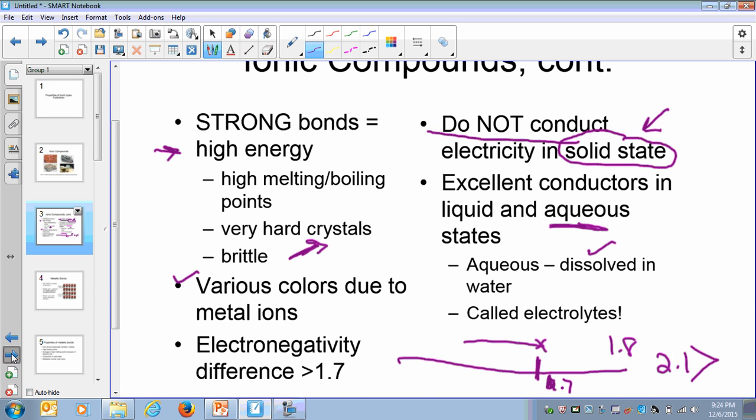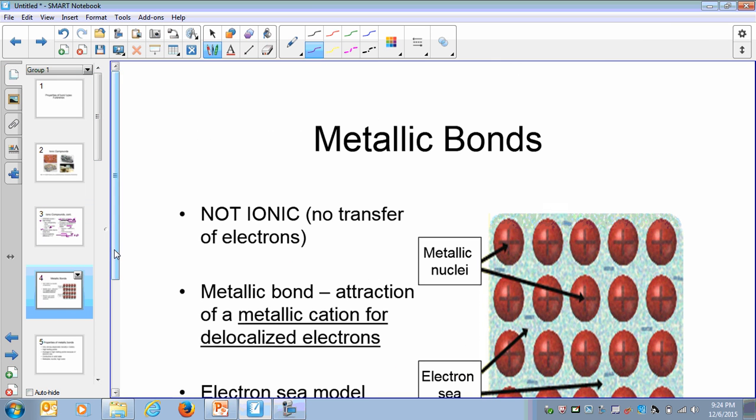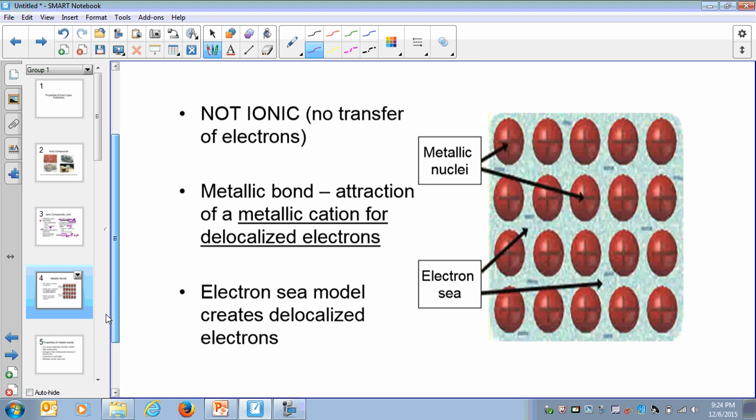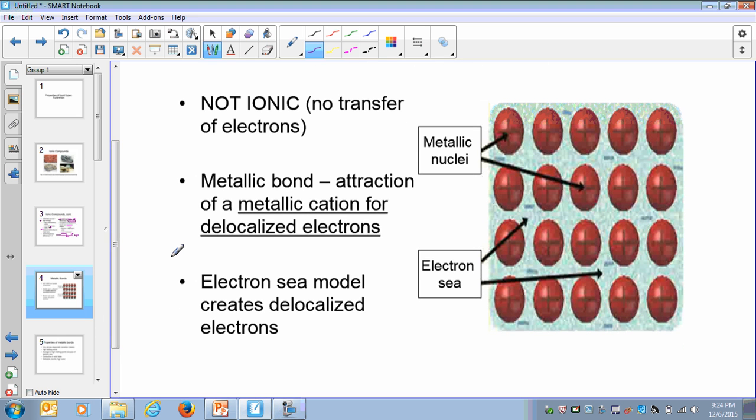The next thing we want to talk about are the metallic bonds. Metallic bonds are not like ionic bonds or covalent bonds. They're not formed by the transfer of electrons or sharing of electrons. These are the bonds between the metals, and they are actually the metal atoms. These are all metal atoms. They're holding each other because of the delocalized electrons. They're valence electrons. So usually this happens in the d block elements.